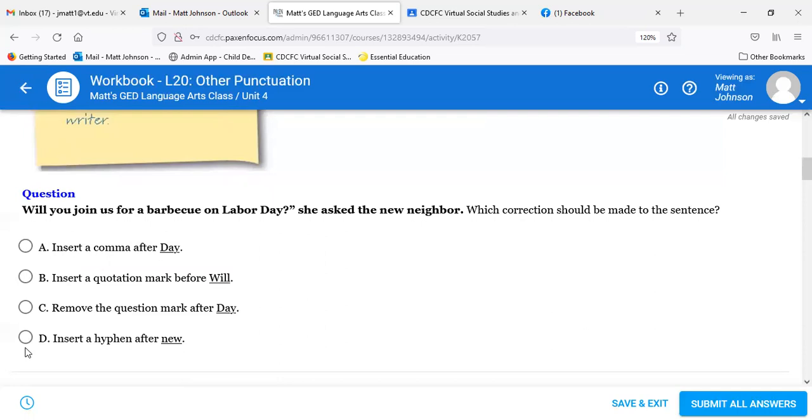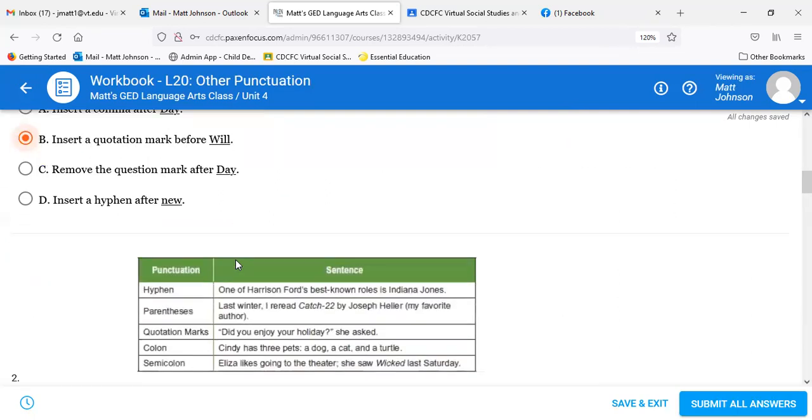B, right? We have a quotation to start with, so right away we know we need a pair of quotation marks. We need one at the beginning. So insert a quotation mark before "Will you join us for a barbecue on Labor Day?" We know we have a quotation there because it's referencing that she asked the new neighbor. The punctuation we have at the end is correct, but we need something at the beginning to close off that quotation. B as in boy.